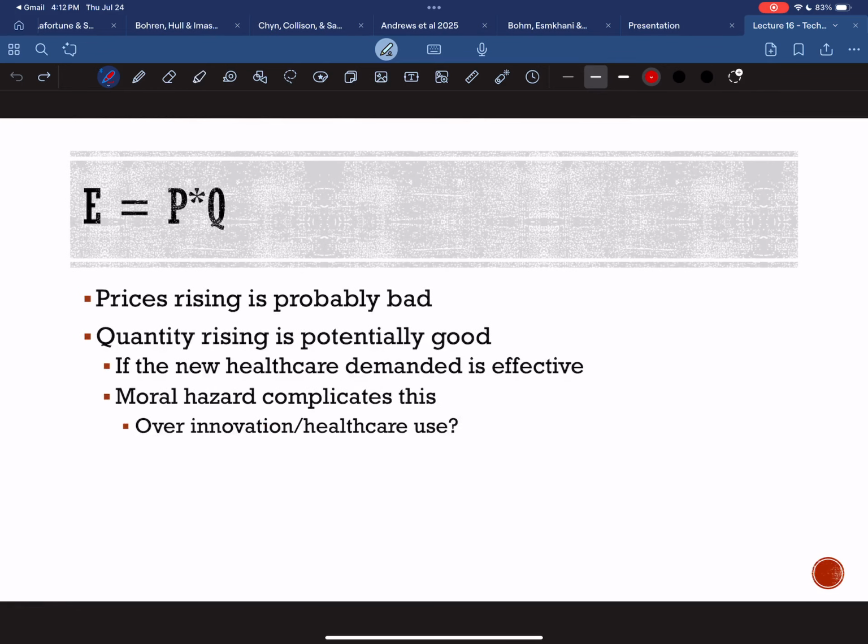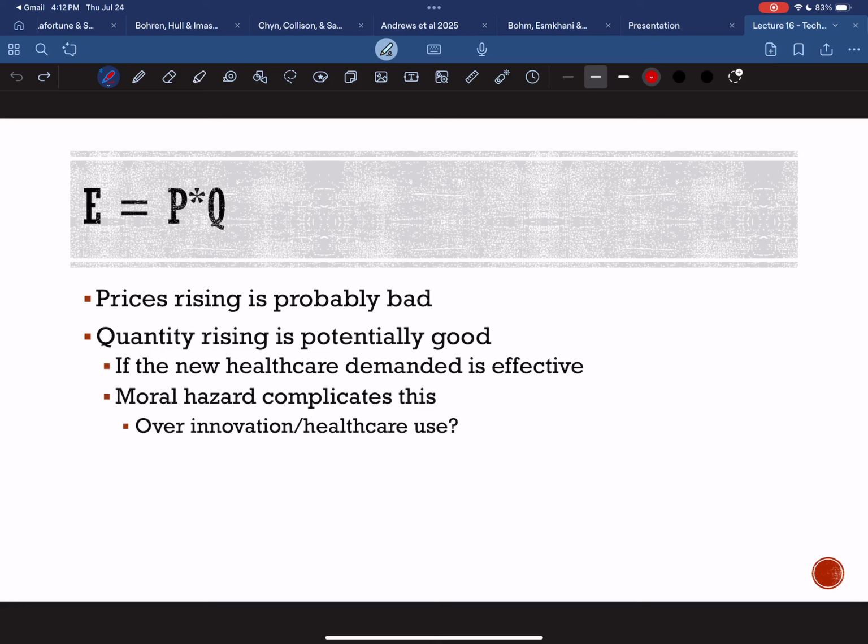Prices rising is probably bad. If something costs more, effectively, if prices go up by 5%, we can purchase 5% less of that thing. That's overly simplistic. You all took Econ 200, you know that's overly simplistic. But in general, higher prices are bad for consumers.